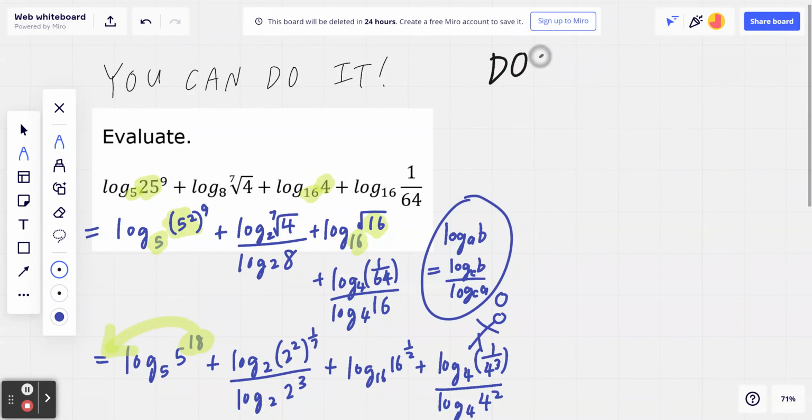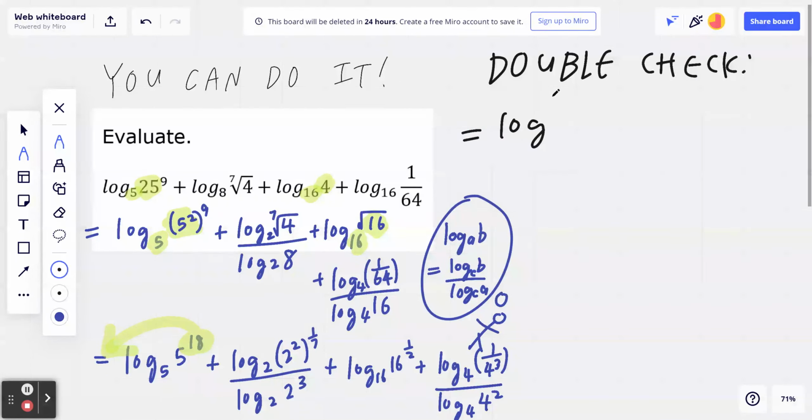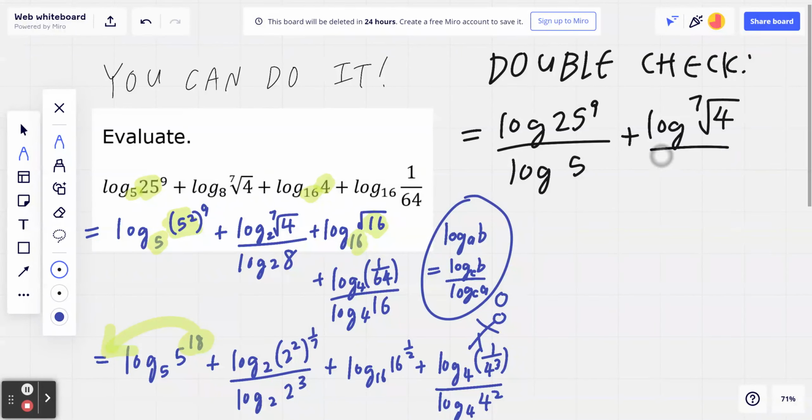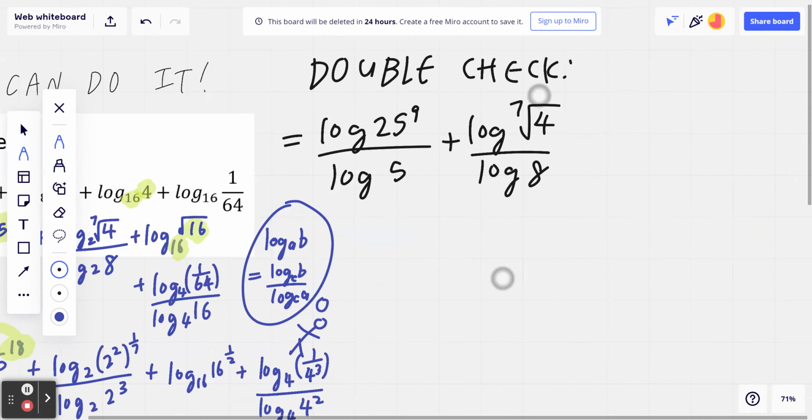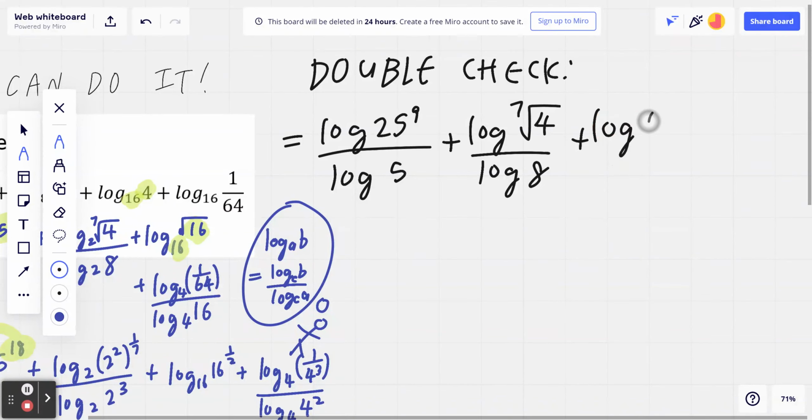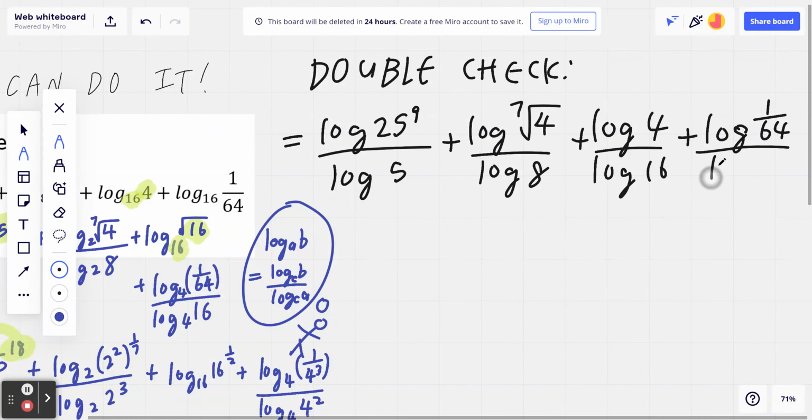You take the calculator, you're going to type in exactly the following. Instead of thinking log base 5 of 25 to the 9, you're going to type this in: log of 25 to the power of 9 divided by log of 5, plus log of the 7th root of 4 divided by log of 8, plus log of 4 divided by log of 16, plus log of 1 over 64 divided by log of 16.